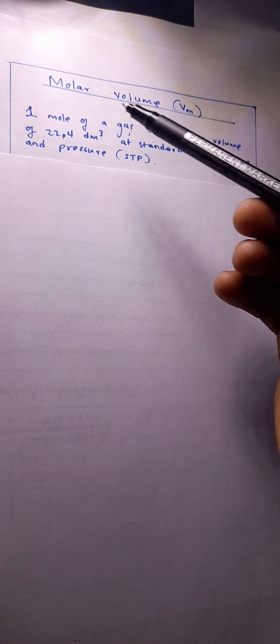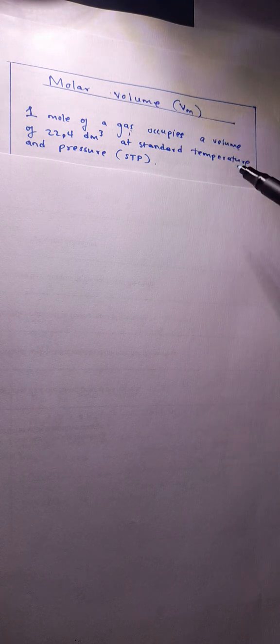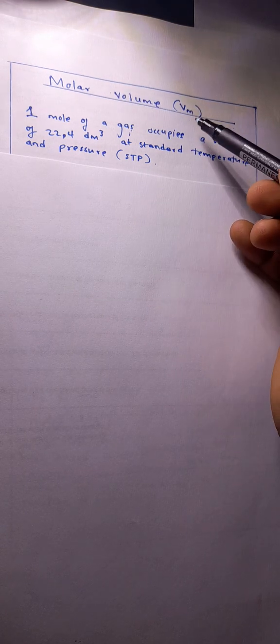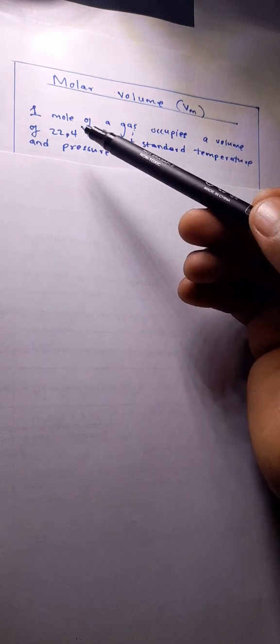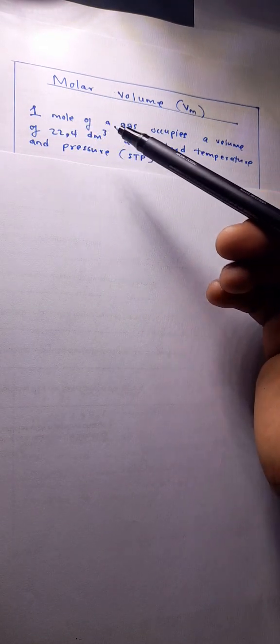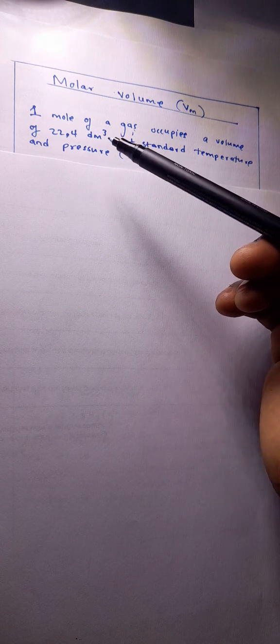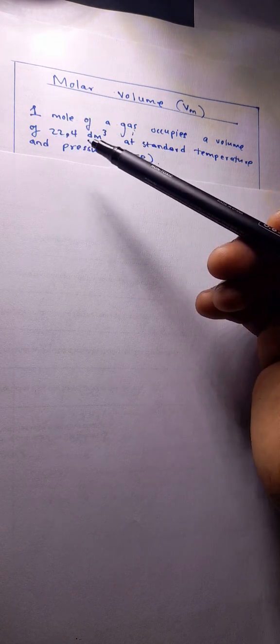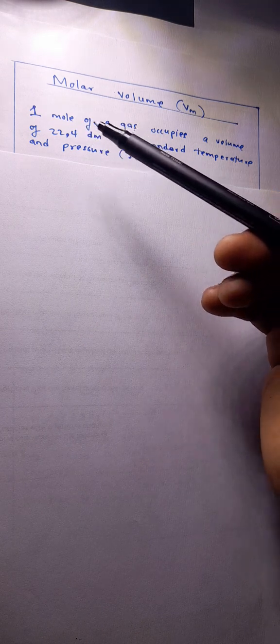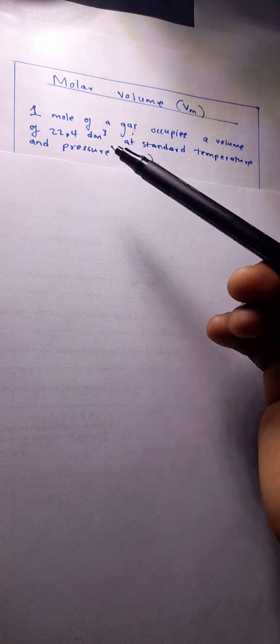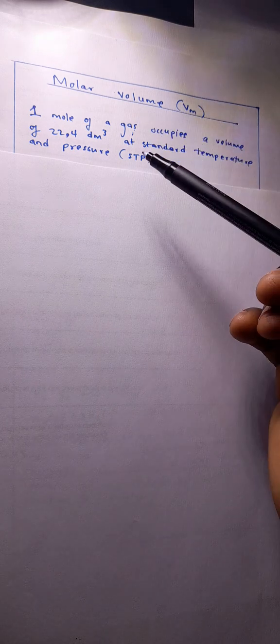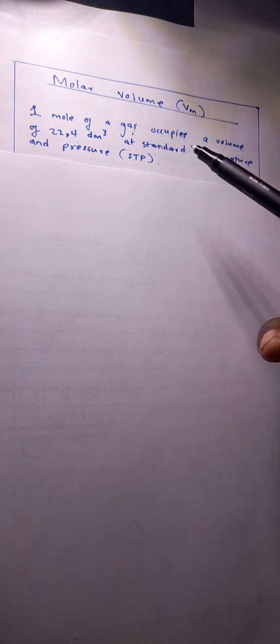Now I want us to look at the molar volume. Molar volume is where 1 mole of a gas occupies a volume of 22,4 cubic decimeter. Remember, 22,4 cubic decimeter is exactly 22,4 liters. 1 liter is equal to 1 cubic decimeter at standard temperature and pressure, at STP.